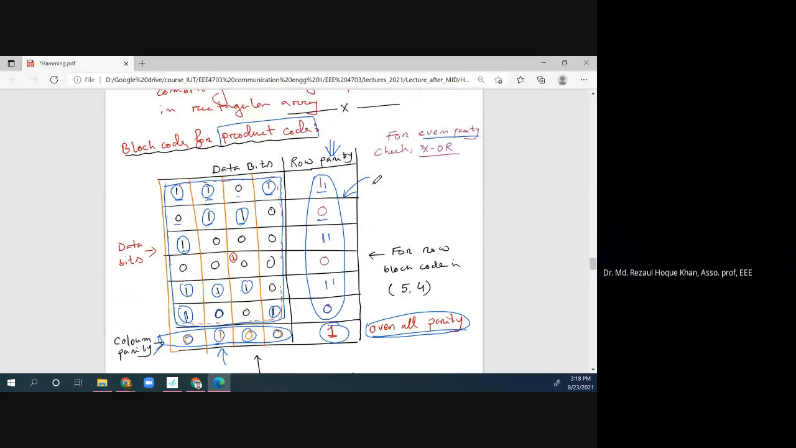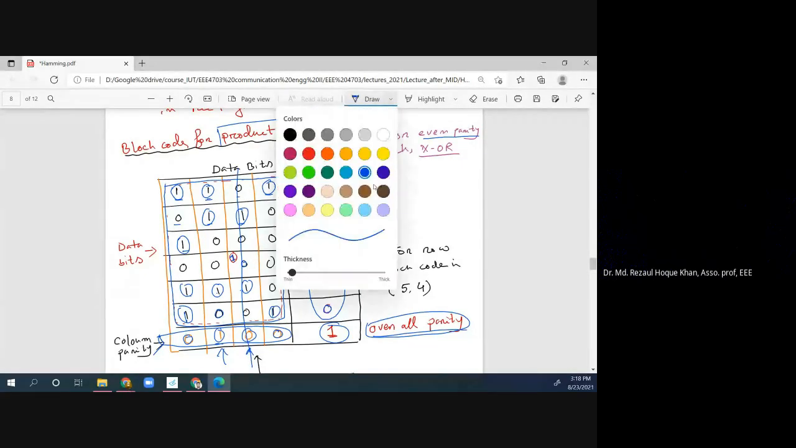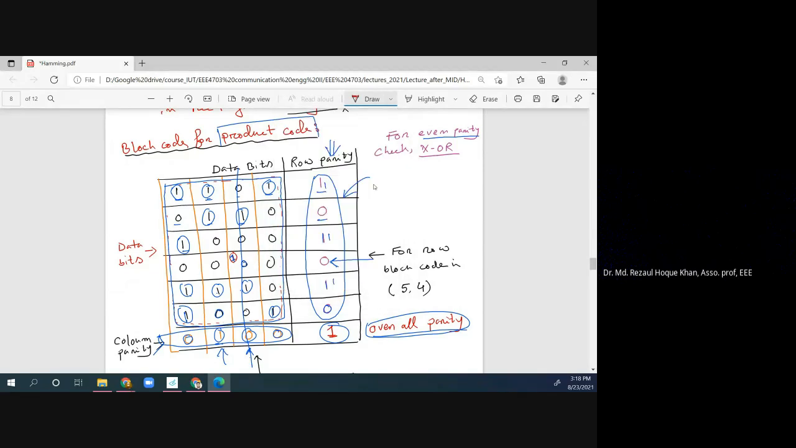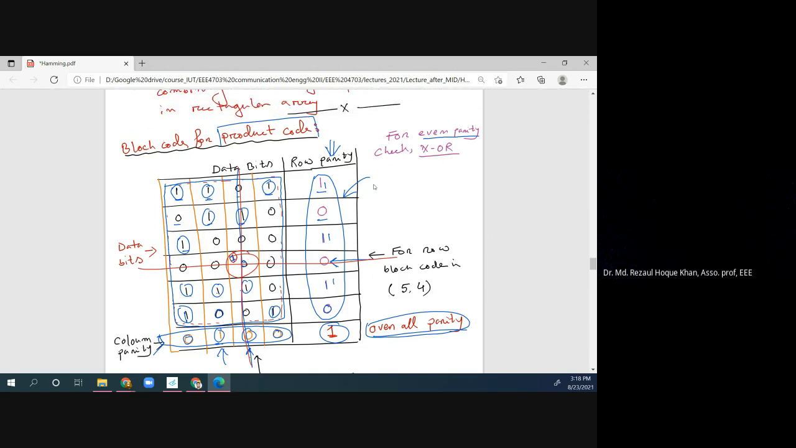For example, I write it here 1. This 0 is not 0. Somehow it altered. It becomes 1. What will happen? The parity, this 0 will tell us this is the wrong one, isn't it? And this also tells us this is the wrong one. So where is the intersection? The intersection is here. It means here is the location of the wrong bit. If I know the location of the wrong bit, I just alter that bit. My code will be perfect.